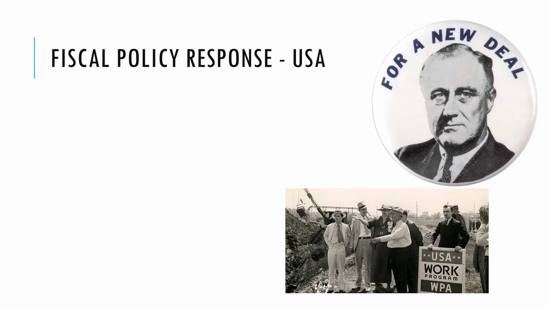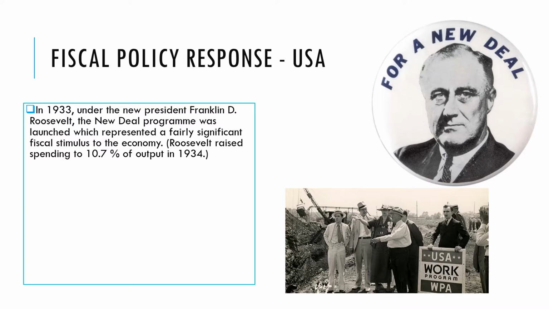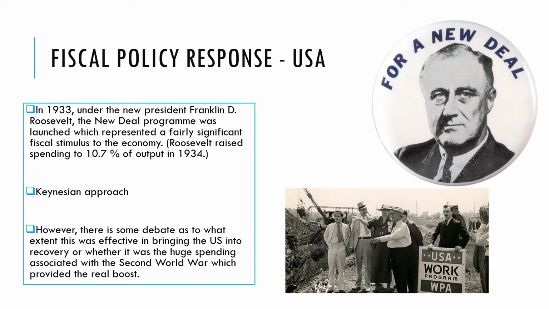Eventually, there was an election in the USA, and President Roosevelt was elected, and he introduced something called the New Deal. And this was a program that launched a pretty significant fiscal stimulus, so a big boost in government spending to help try and stimulate the economy. This is 1933, so 4 years after the initial crash in the stock market. This was considered much more of a Keynesian approach. And there is some debate as to whether this was particularly effective in bringing the US into recovery.